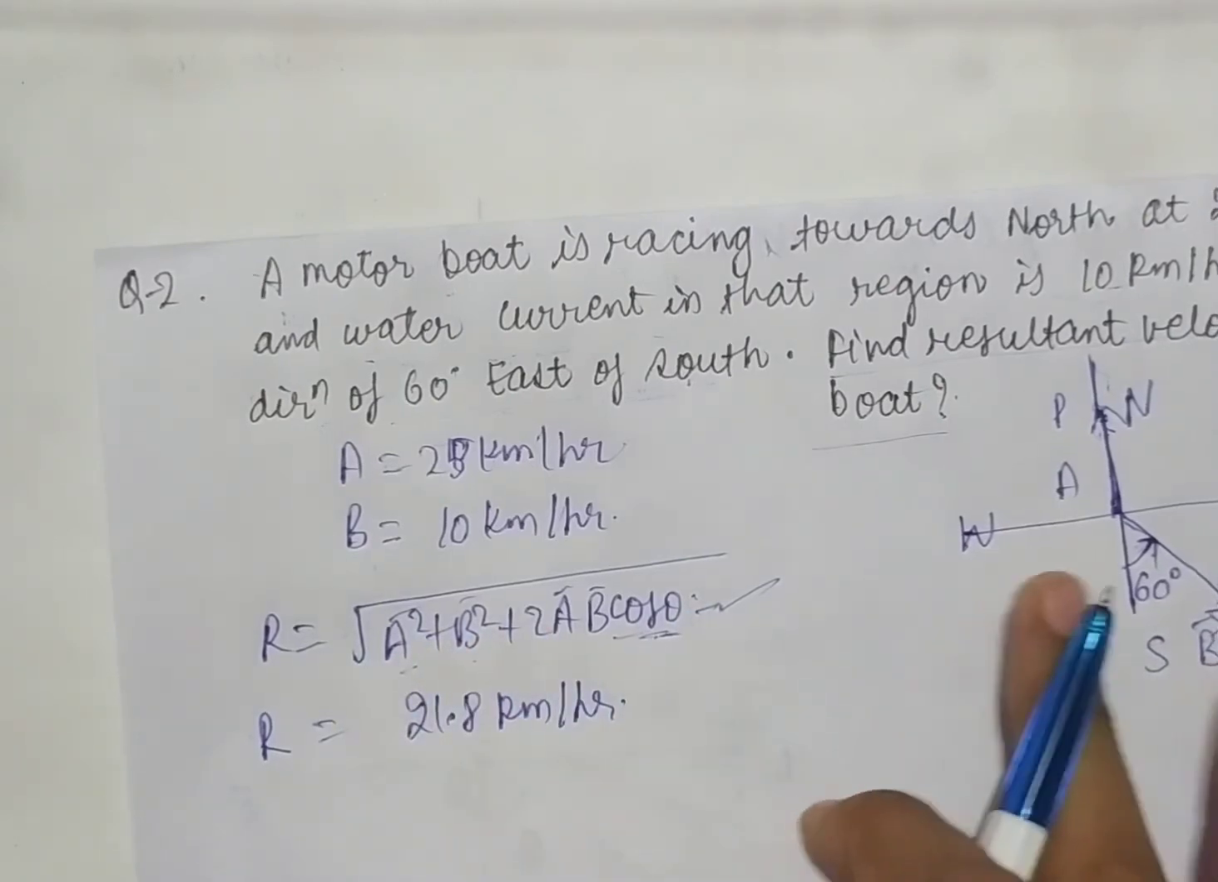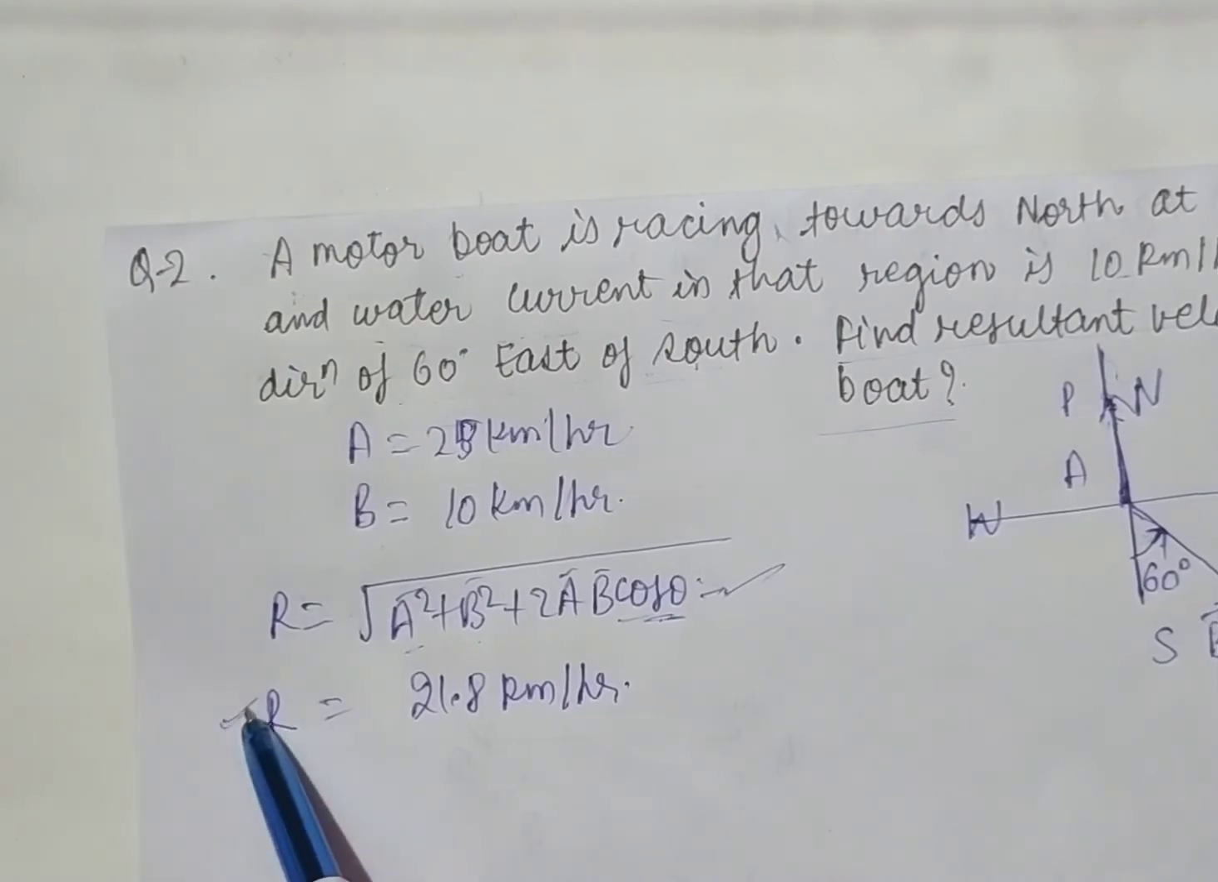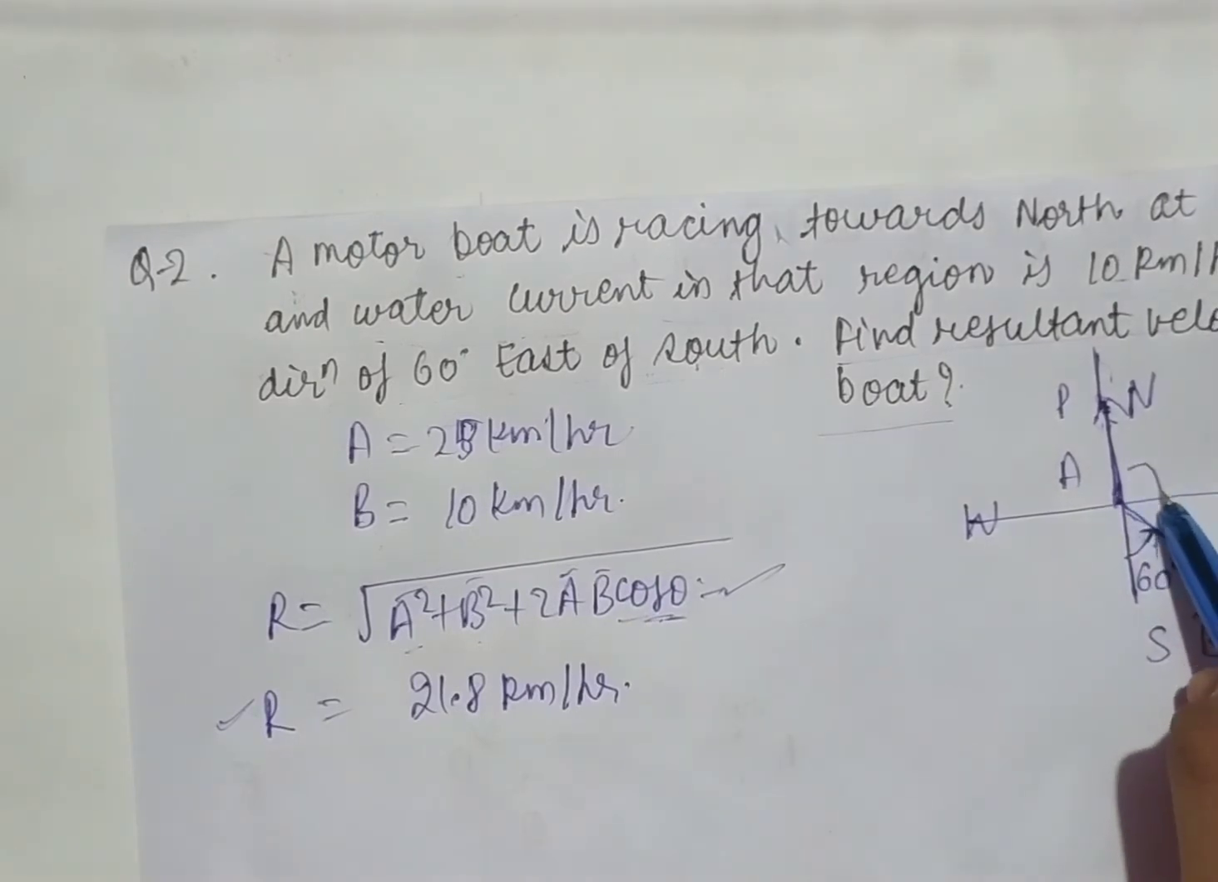So what next do we have to find? We have found the resultant velocity of the boat. Now let us try to find the angle at which these vectors are inclined. We want to find this angle.